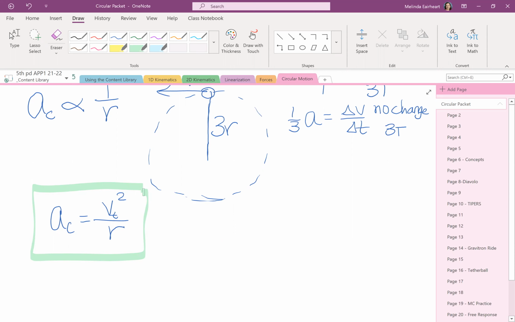What happens if this string breaks? AP loves to cut strings. What if it slips off my finger? 3, 2, 1. Oh, crud muffins.